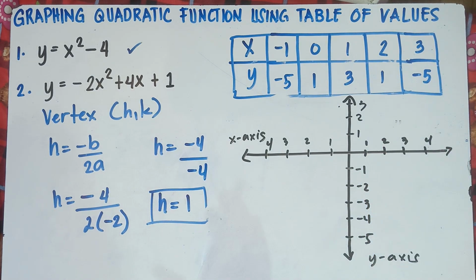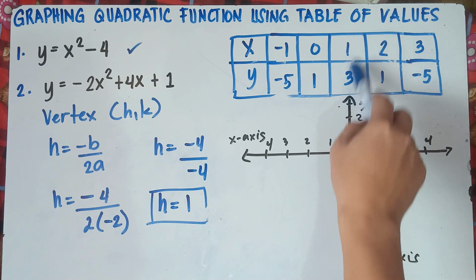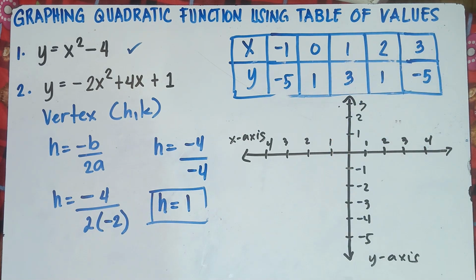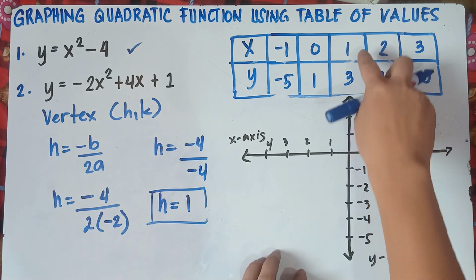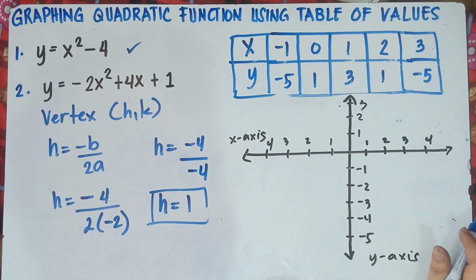So once again, when you graph this quadratic function using a table of values, you will start at the vertex, class. You will start at the center. So our vertex will be h and k. This will be our center, 1 and 3. So when you graph this one, you will start at the center, 1 and 3, class. Where is 1 and 3?